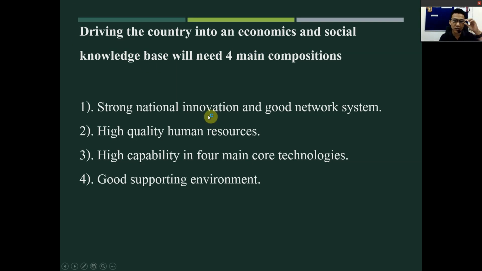So to drive the country into an economic and social knowledge base, we need at least four main components as follows. First of all is a strong national innovation and good network system. Second, high quality human resources, and this is manpower development, of course. Number three is high capacity in four main core technologies that I will talk about in more detail in the next slides. What are they? The core technologies. And number four is a good supporting environment, of course.